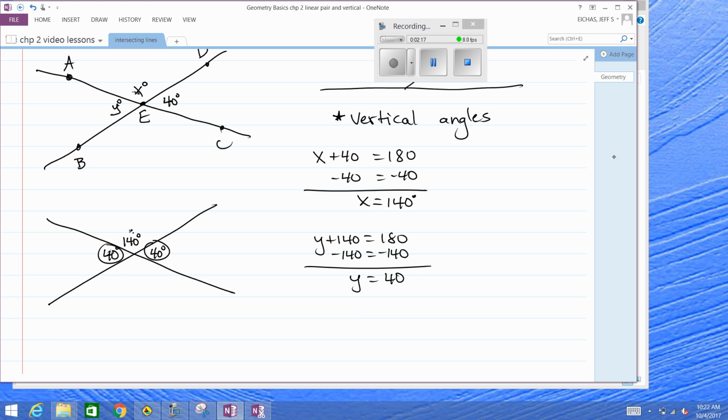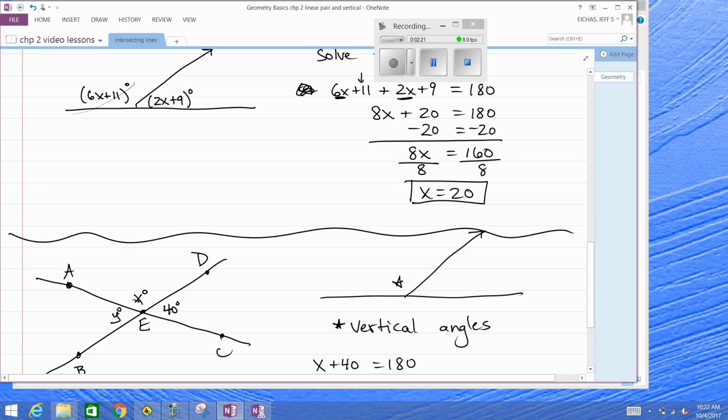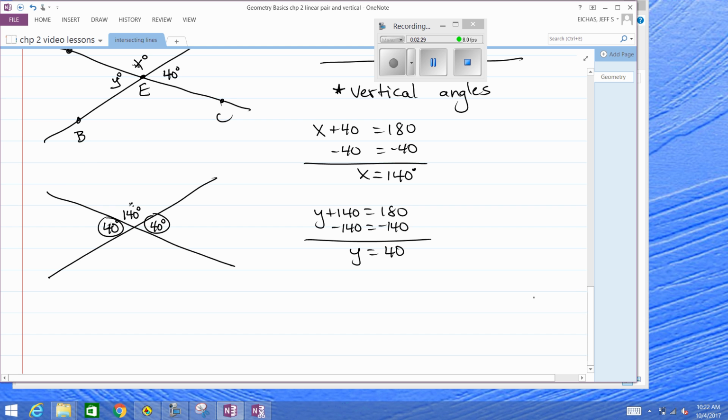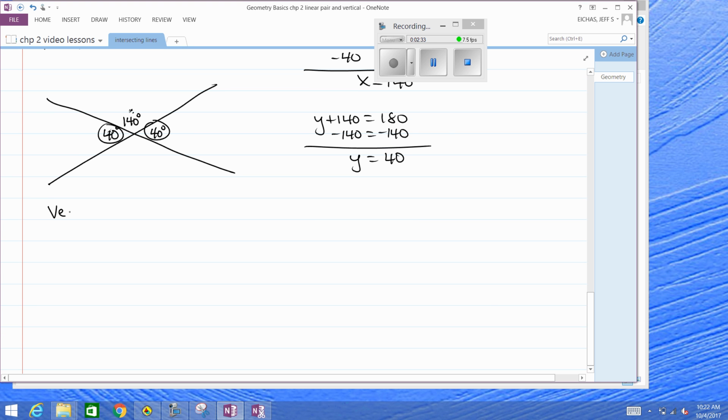Okay. Now, for linear pair, we're going to say are supplementary. They add to 180, right? Vertical angles, we're going to say they're going to be congruent. All right. And let's define vertical angles because it is very tricky. There can be some difficult situations with it. So I want to really define it.